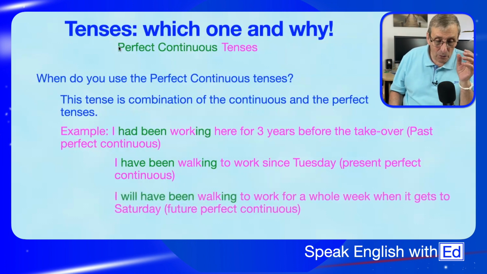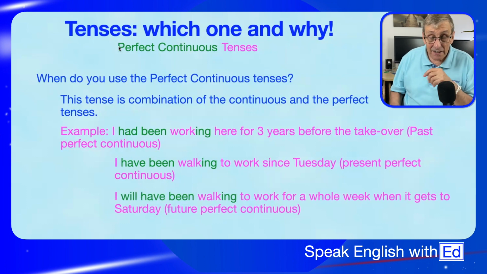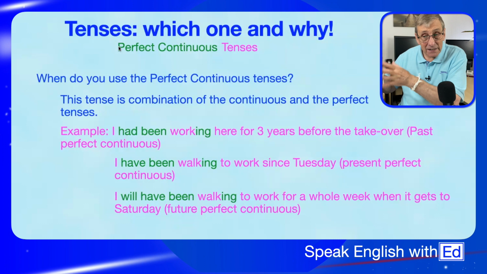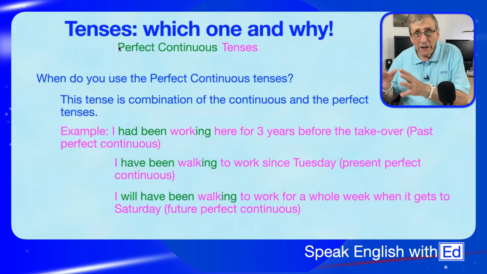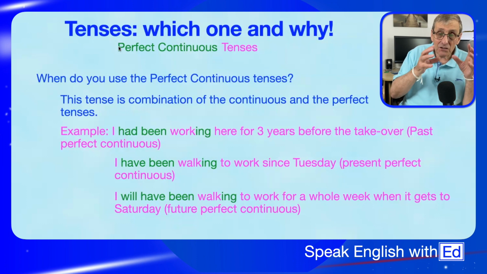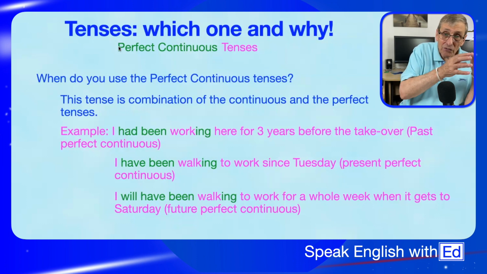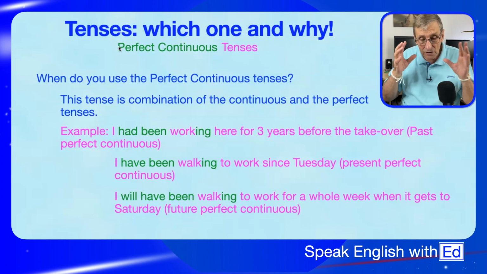I will have been walking to work for a whole week when it gets to Saturday. So Saturday is the timeline. And you're saying by the time it gets to Saturday, I'll have been walking to work for a whole week. I've been doing it, and I'm still doing it on Saturday. So you'll still be doing it on Saturday. So that's linking. Will have been, so that's the future perfect tense, and walking is the continuous, so that's linking the two together.